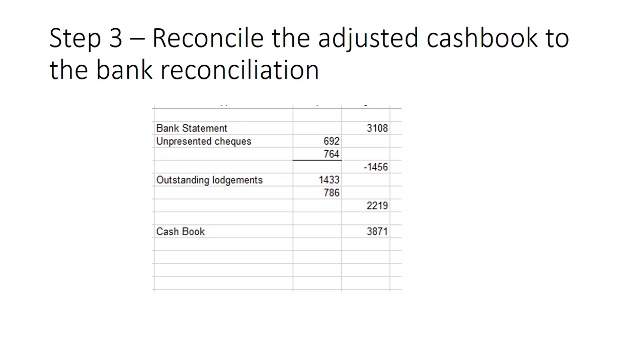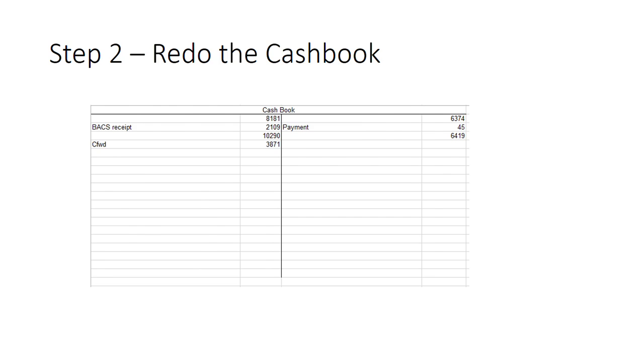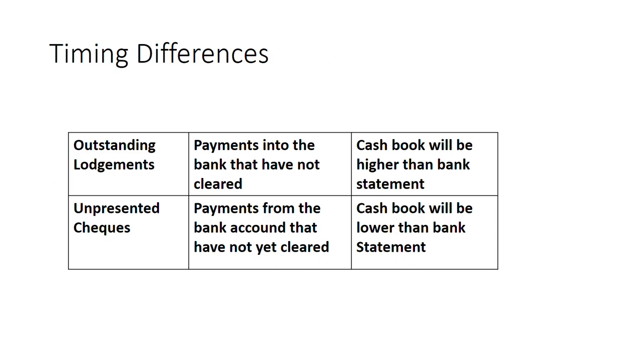Last step, we now reconcile. Now let's go back to this little thing here. If I made some payments in, so things that would be on the debit side of the cash book, but are not in the bank statement yet, the cash book will be higher than the bank statement. So we'd be adding them on to the bank statement to get to the cash book. If we've made some payments from the cash book that aren't in the bank statement yet, then the cash book will be lower than the bank statement. So we'd have to take them off the bank statement to get to the cash book.